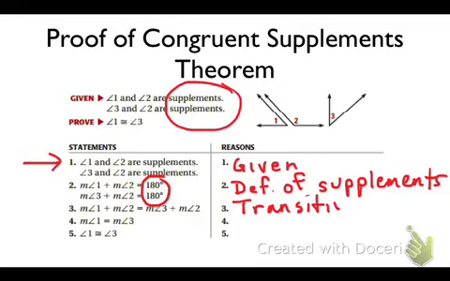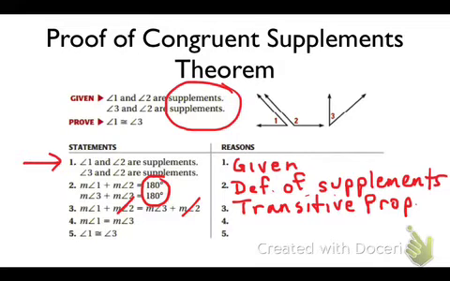I think you guys can see how useful that transitive property is now because we've used it in a lot of proofs already. Okay? Now look at statement 3. It has the measure of angle 2 on both sides. So can we just subtract that from both sides?